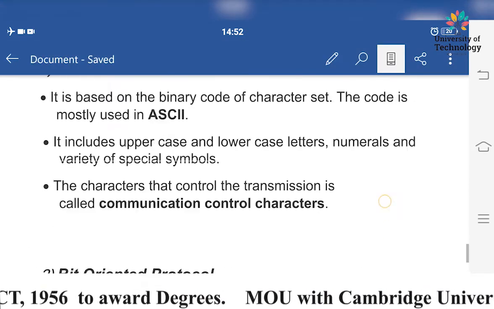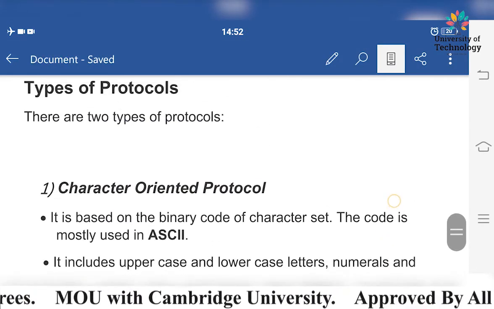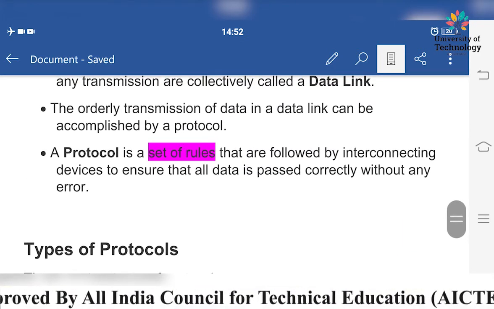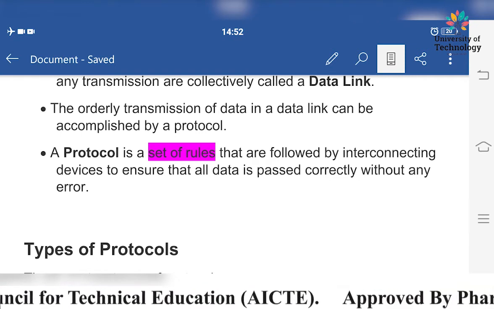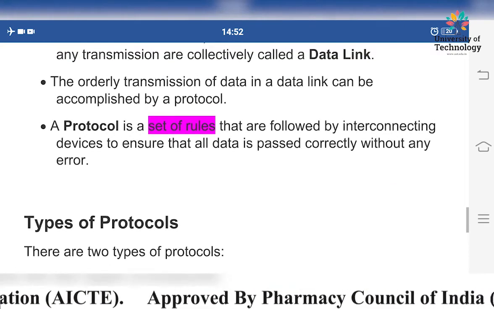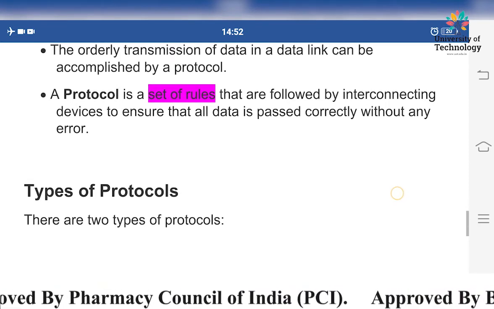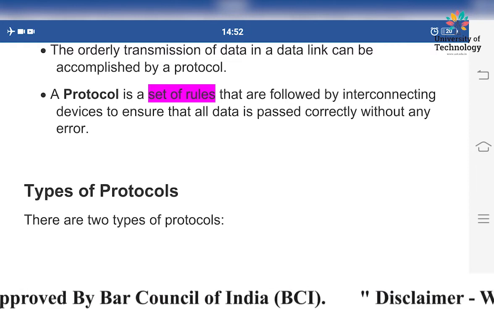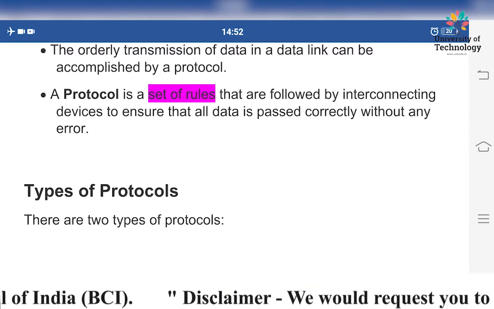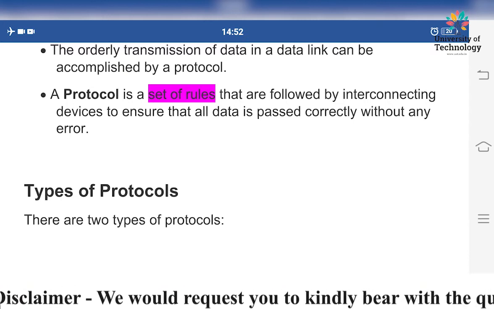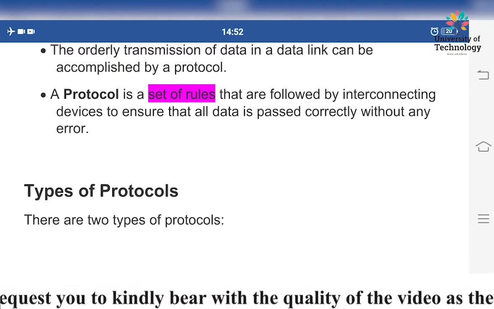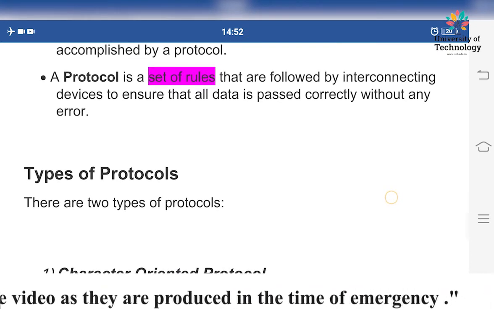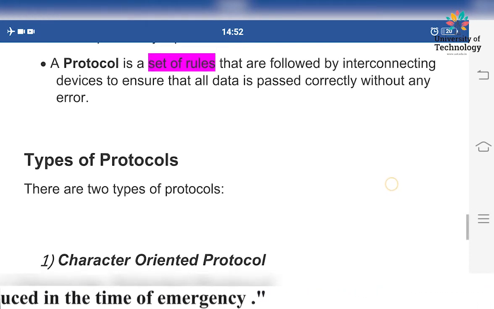So what we have understood in today's lecture is about protocols, what exactly a protocol is. Let's summarize it at the end. A protocol is basically a set of rules. Who follows this set of rules? All the devices that are interconnected with each other use that set of rules. And why? We are using protocols to make sure that the data is error free.